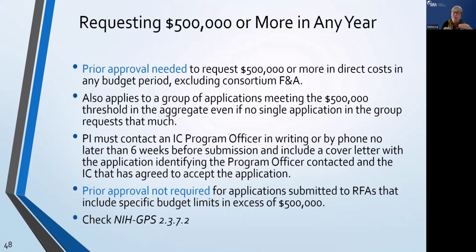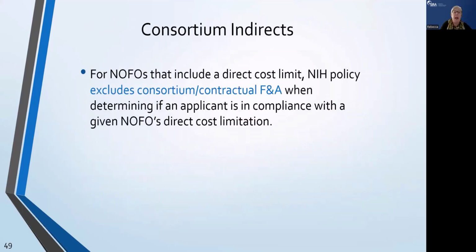But prior approval is not required for RFAs that have specified budget limits. An RFA may say 700,000 a year. Fine. You can do it. They already know up front that you're going to do that. So I've given you the NIH guide reference for each one of these 5 policies so you can read about them in further detail.